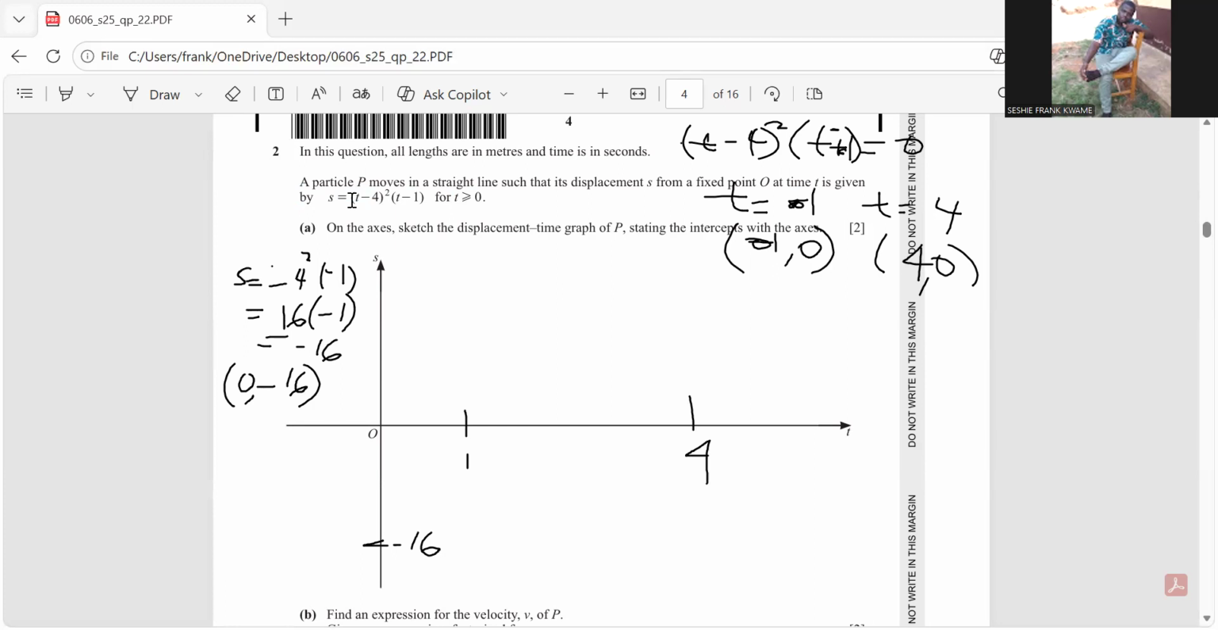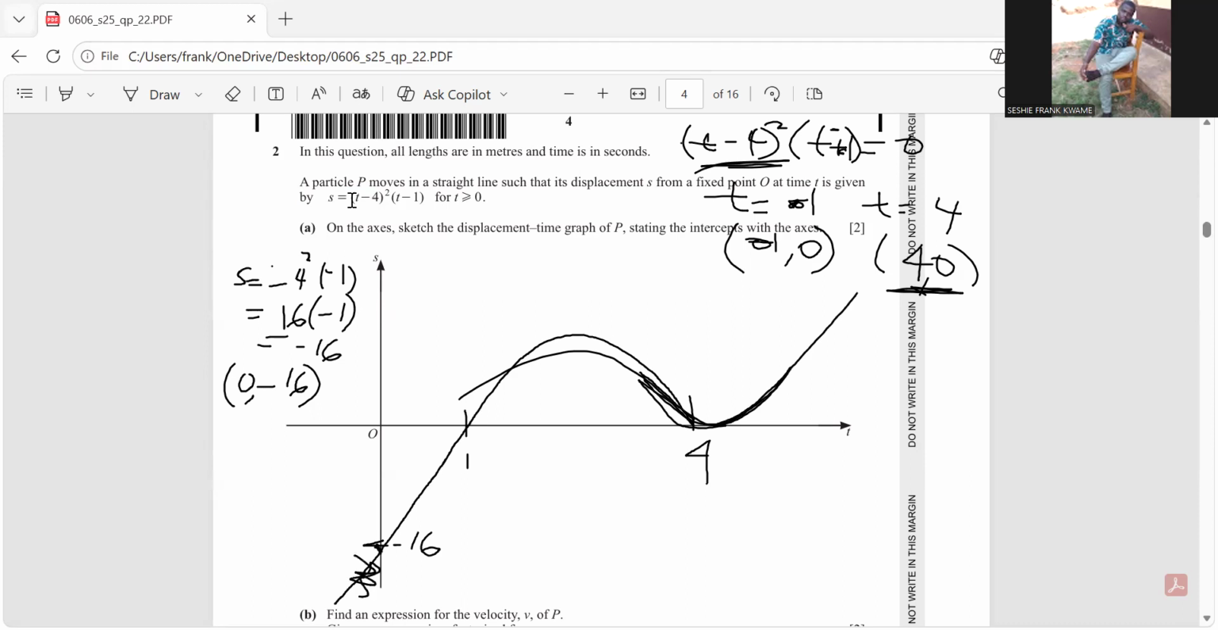So if you are drawing, 4, 0 is twice because of the square there. What this means is that we are going to have something like this at 4, 0. You can start our graph from here, and then we get to 4, 0 like this, then we go upwards like this. Don't forget that time cannot be negative. So our graph should start from negative 16, and then go to 1, come to 4, and then go upwards. That will be our graph.